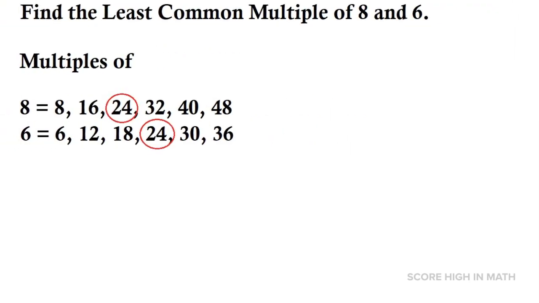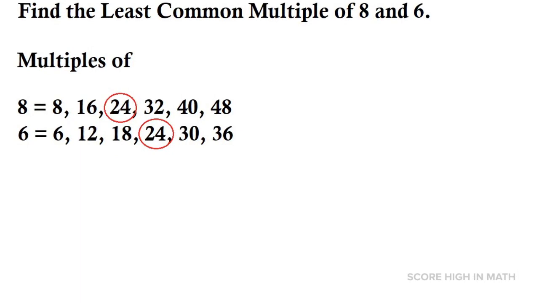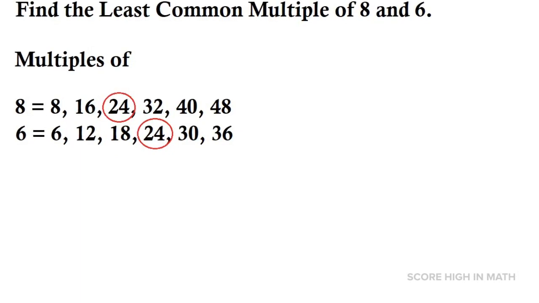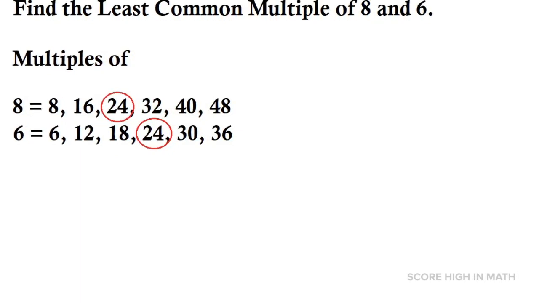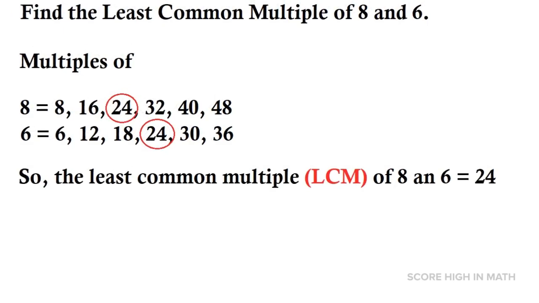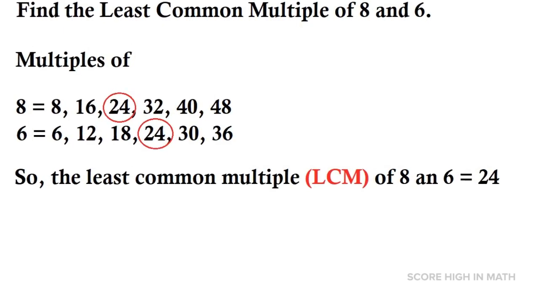Now, I want you to find out the common multiples of 6 and 8. It is 24. That is why I encircled it. So, the LCM of 8 and 6 is 24.